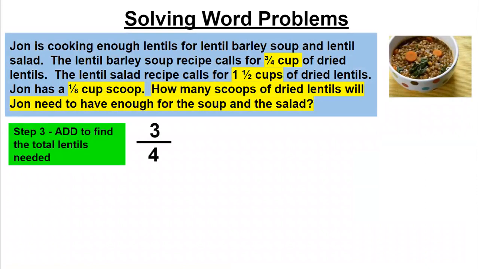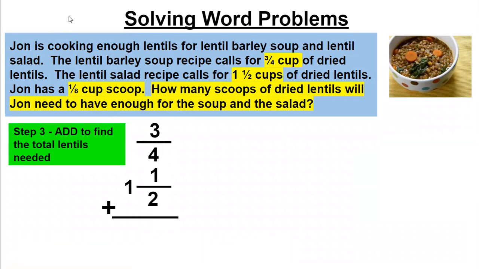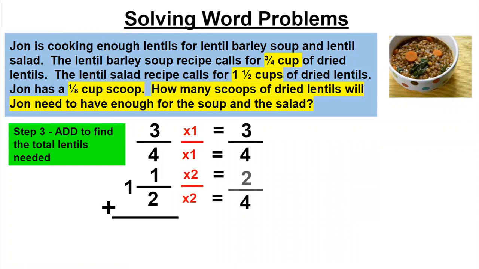So we have 3/4 plus 1 1/2. Notice how the bottom numbers are not the same. So we have to get them the same before we can add. With adding and subtracting, you have to have the same denominator. So I'm going to keep it to 4s. So that 3/4 will just stay 3/4. How about 1/2? I'm going to multiply by 2 on the top and the bottom, and I'm going to get 2/4. Now I can add them.